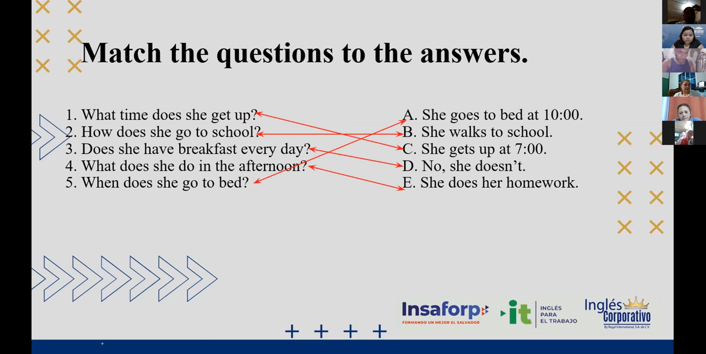What time does she get up? Elsie? Hello. Tenía apagado el micrófono. I'm sorry.